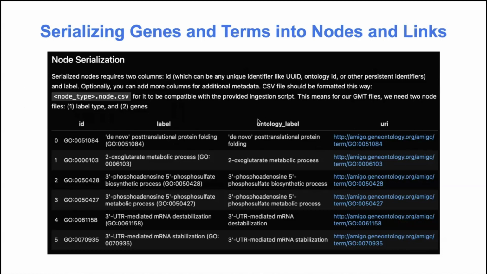The rest are optional metadata types. And for the file type, the way I formatted it is node type .node.csv. For example, the node type here is GO Biological Process, so I just put that as node type .node.csv. That's how I will save this file.